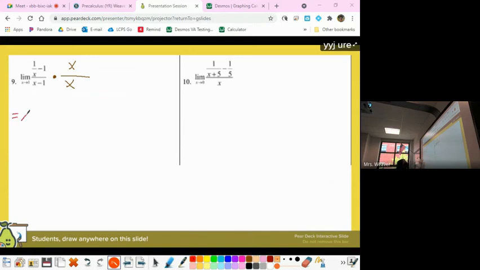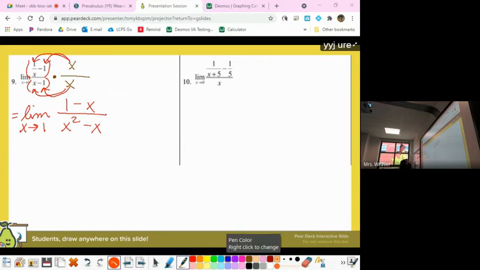So this would equal the limit as x approaches 1 of, when I distribute to that first term, the denominators cancel and I just get 1. When I distribute to the second term, I get negative x. Here, when I distribute to the first term, I get x squared. When I distribute to the second term, I get negative x. Now, this is still not ready to go because if I plug in 1 here, I still get 1 minus 1 or 0 in the denominator.